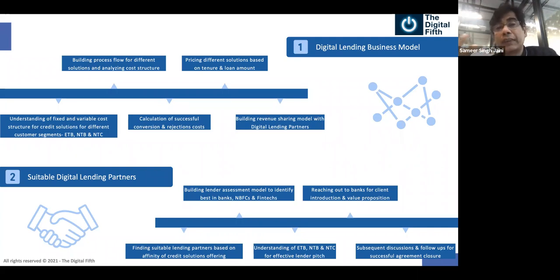Then of course you need to start working with them, getting introduced to them, and finding the right kind of products to work with them. Understand that a large lender will focus more on ETB customers, existing to bank customers, whereas they will not focus on NTB. When you go to NBFCs, you know that they will largely target NTB, whereas banks will typically target ETB. So you need to figure out a portfolio. How do you build different segments around that? And of course, it's an iterative process.